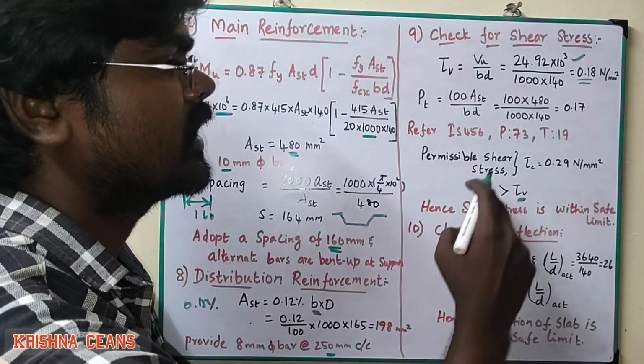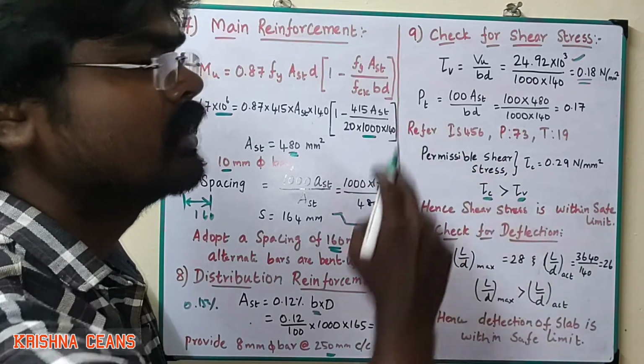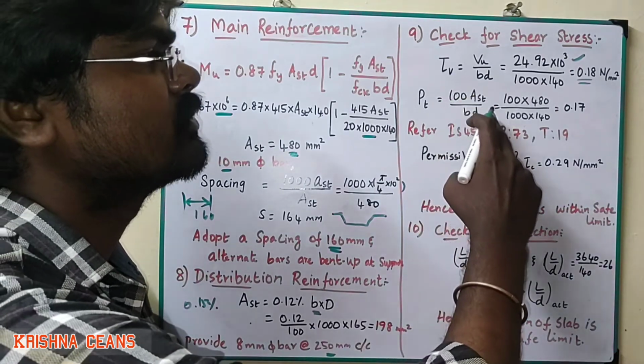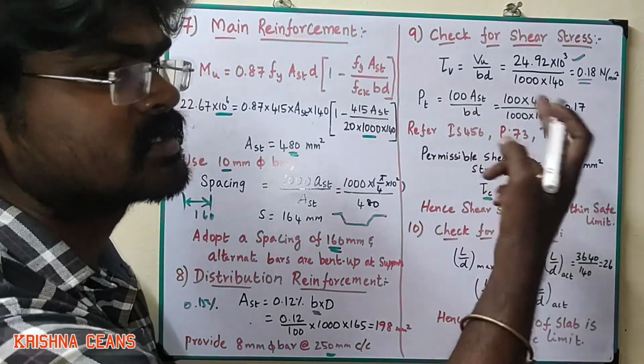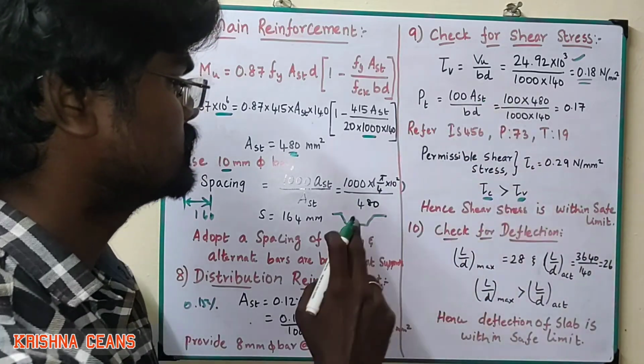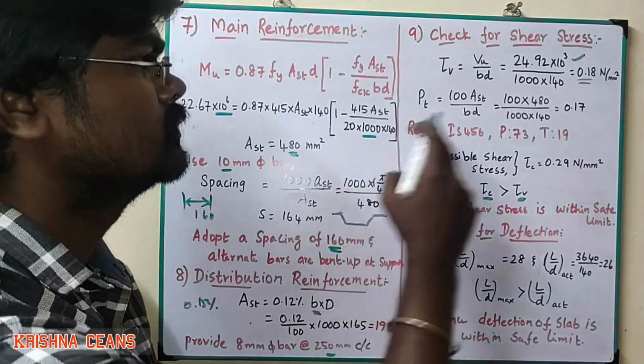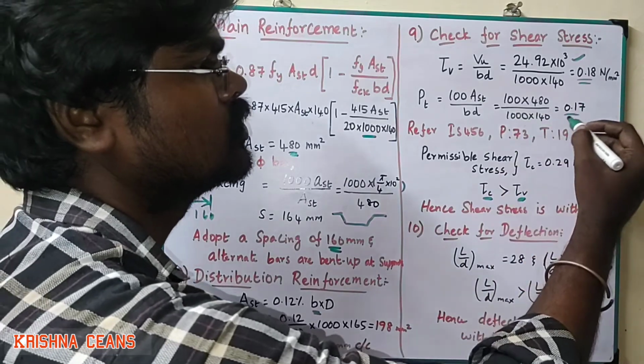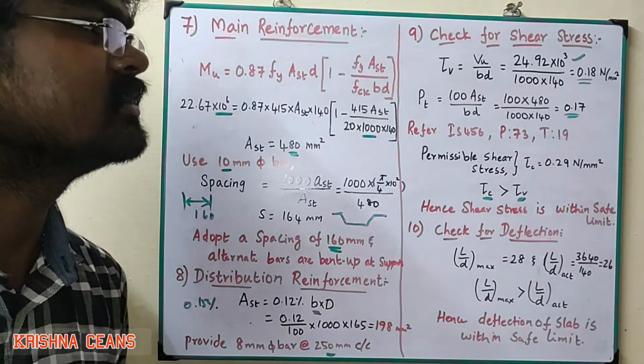To find the tau C, we need the percentage of tensile reinforcement. So the formula is 100 Ast divided by bd. So 100 is percentage, into Ast is 480 mm² divided by 1000 into effective depth 140. So 0.17% of tensile reinforcement.